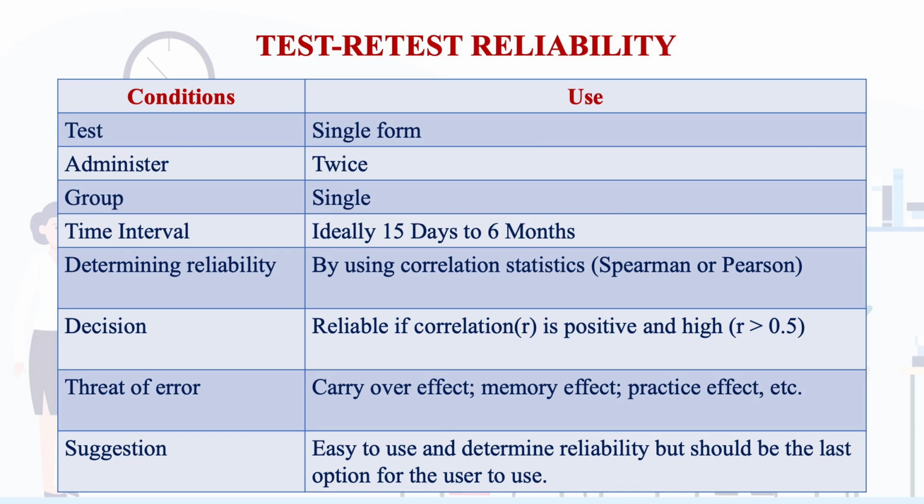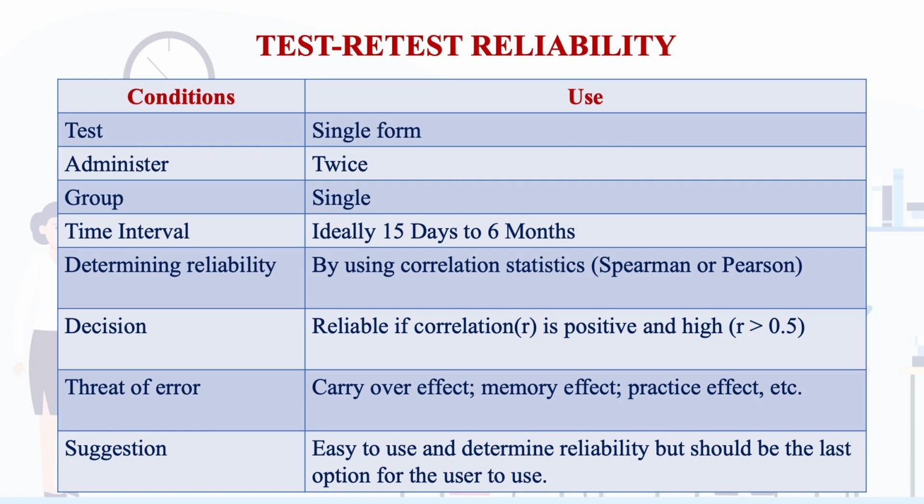Here three types of errors are possible. First is the carryover effect, second is the memory effect, and third is the practice effect. Let us try to understand each of them. Carryover effect means that when the test is administered upon the first group of learners, the students may remember some information or some items of the test in the retesting, because the same test is administered twice upon the same group. So carryover of information from testing to retesting is possible.